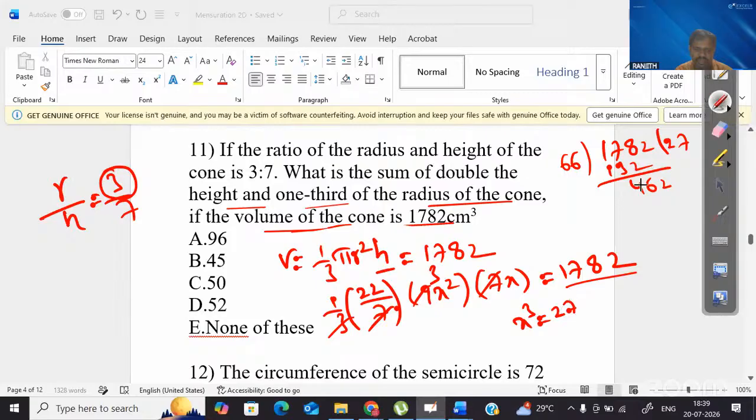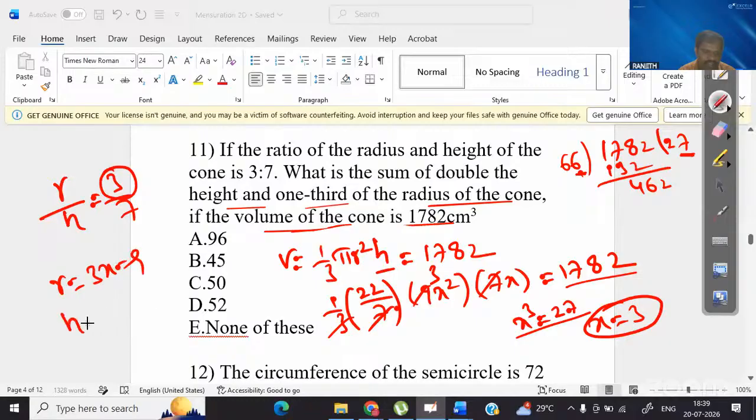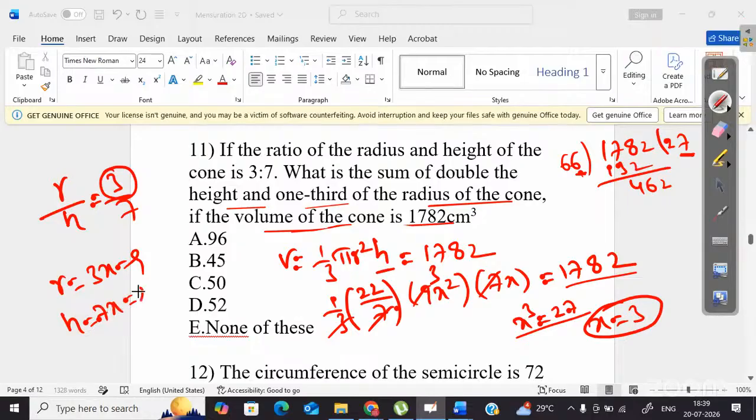So how I am taking 7, in the sense in six table, 6 sevens of 42. So where x cube equal to 27, x equal to 3. Where x equal to 3, so finally what we need to find out, where r equal to 3 times of x equal to 9, where h is equal to 7 times of x equal to 21.